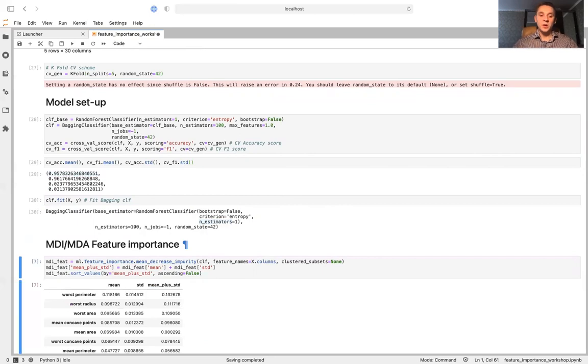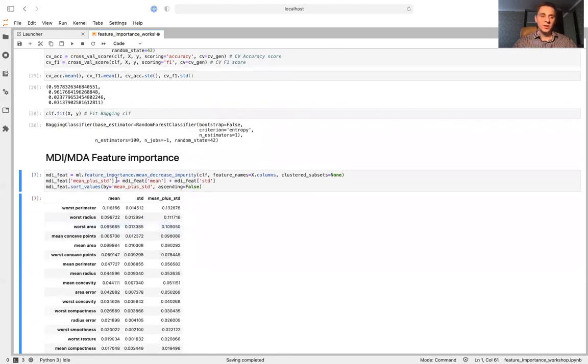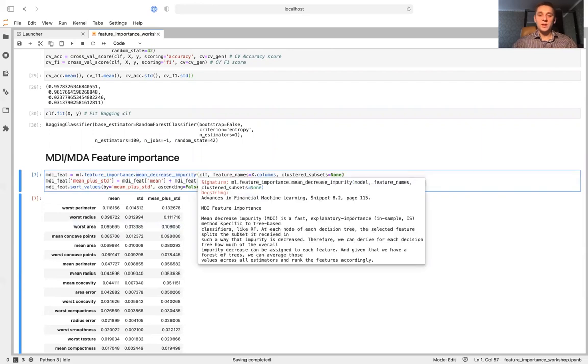So let's start with the well-known mean decrease impurity feature importance. How do we use that? We use MLFinLab's feature importance module, mean decrease impurity. What are the inputs of this function? The input is your trained model, which is important. You need to train your model before using MDI feature importance. We pass feature names for a nicer representation in a pandas data frame, and here we can see cluster subsets. We'll discuss later in this workshop what this parameter refers to, but if you remember from our lecture series, cluster subsets are used if you would like to use clustered MDI feature importance.